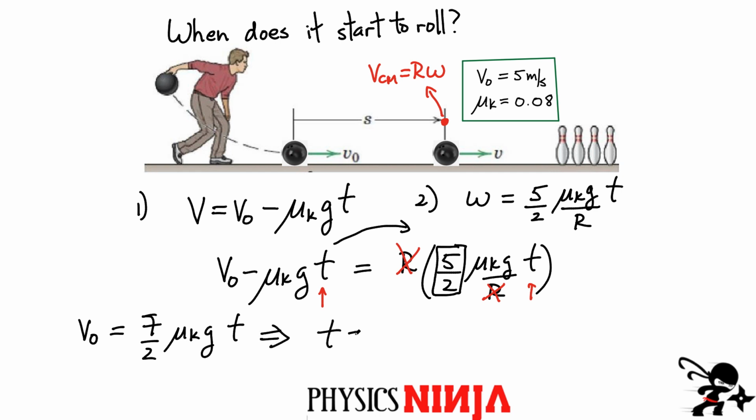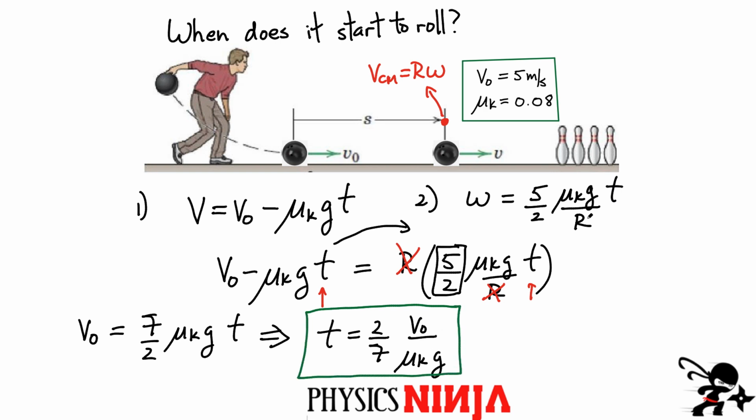So the time at the end of the day should be like this, 2 over 7 multiplied by v0 and divided by this coefficient of kinetic friction multiplied by little g. All right, this is the expression I have when it starts to roll, at this specific time. So let's go ahead and substitute our values, see if it makes sense.